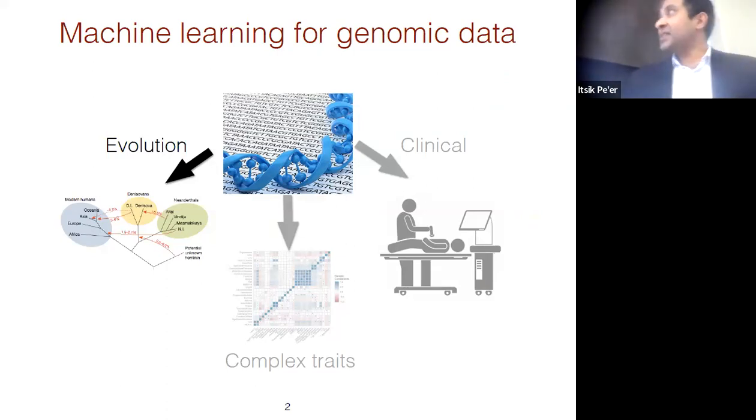So one set of directions is focused on using machine learning to analyze clinical data and to improve treatment outcomes. Another set of directions that we work on is focused on the genetic architecture of complex traits. So this was what I discussed yesterday. But in today's talk, I'll focus on evolutionary questions that we are aiming to address by analyzing genomic data.